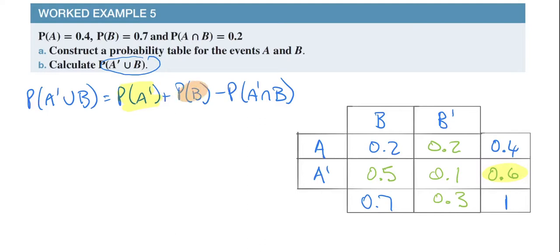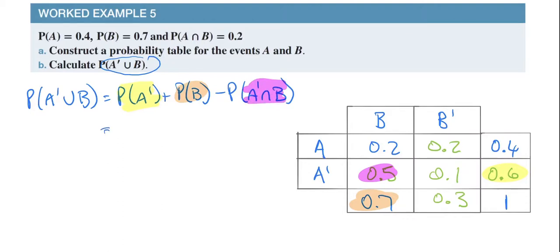The probability of B is 0.7. So the probability of B at the end is 0.7. The probability of not A is 0.6. That's where those values come from. And then the last one, not A and B, is this one, which is 0.5. And I'm going to use my last highlighted color, pink. That will be 0.5. That is not A and not B.